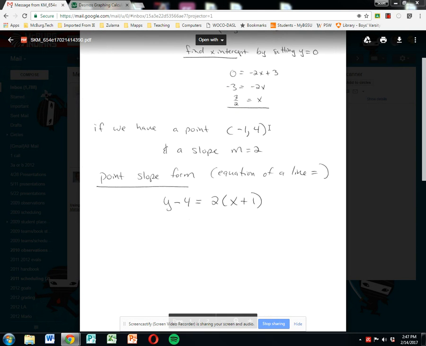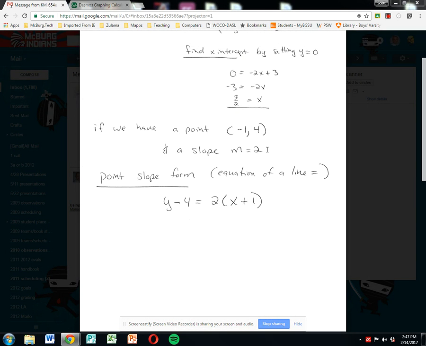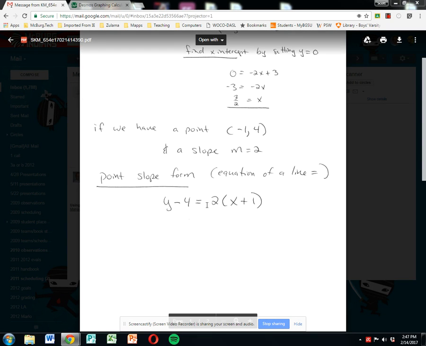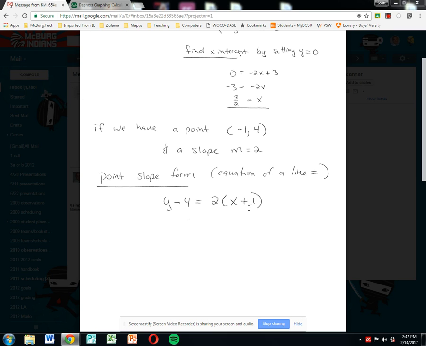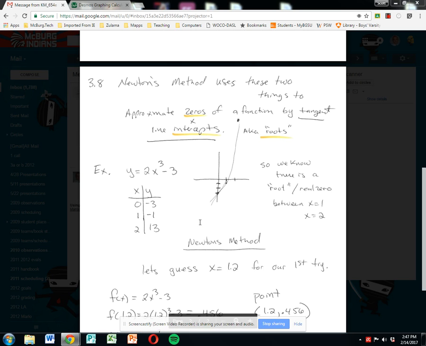Second thing, if we have a point (-1, 4) and a slope equal to 2, then point-slope form is y minus 4 is equal to 2 times (x plus 1). This is x plus 1 because it's x minus a negative 1, which would happen up here. Okay, let's look down at Newton's method.